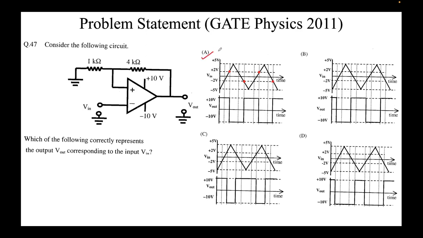So this seems to be the correct option, but let's check the other options. We must see that the edges will be at plus 2 and minus 2. So you can see the edge is not there. So this is the wrong answer.